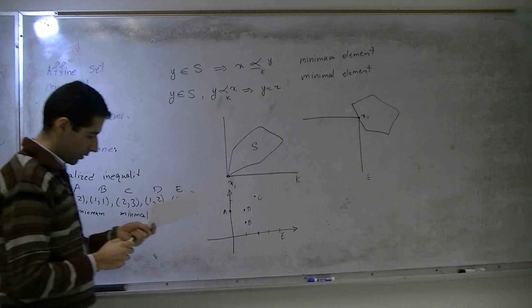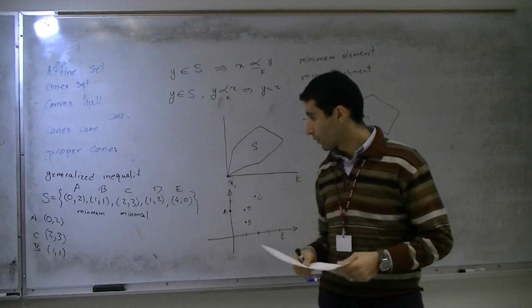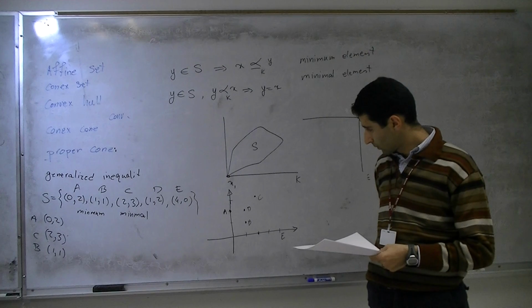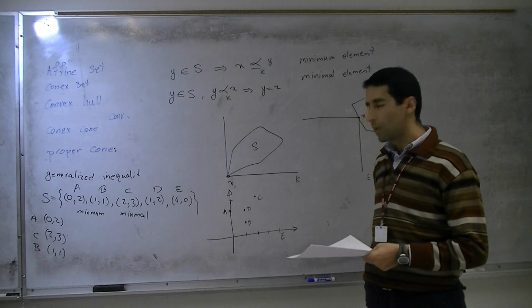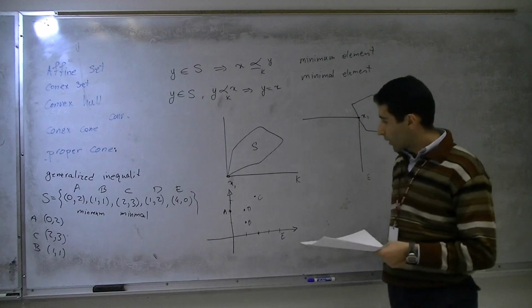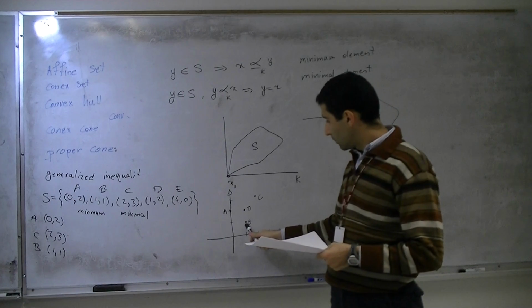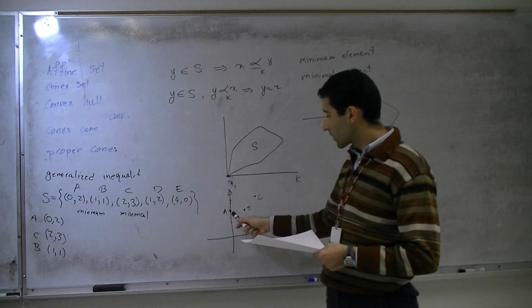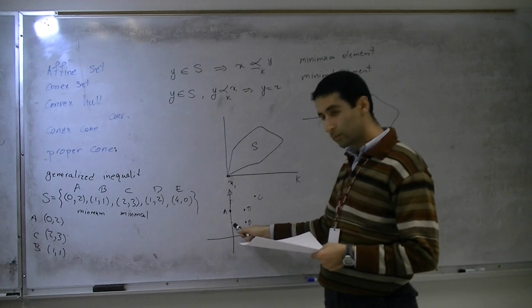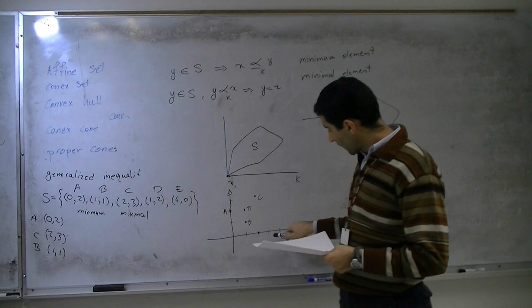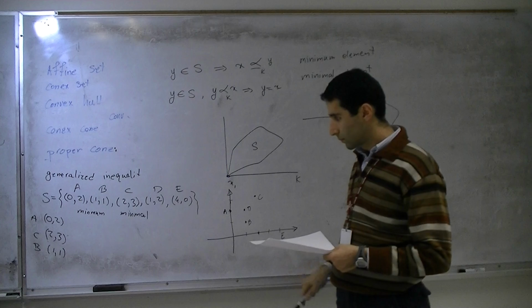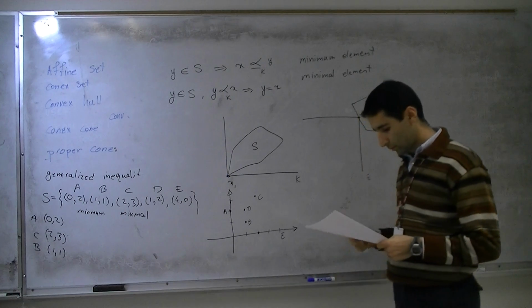So what's B? 1 and 1. Is it a minimum element? No? A is not minimum. Oh, is it? Because there is some A that has 0, but B has 1. Yes. And also we have E that has 0, but B has 1. So A.